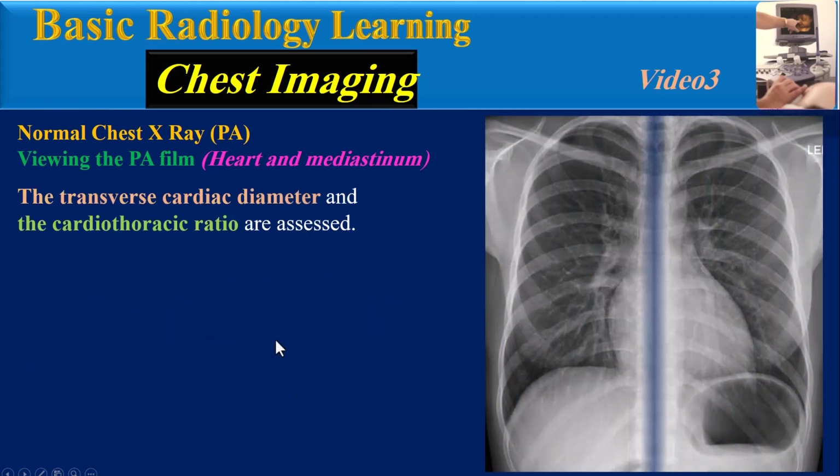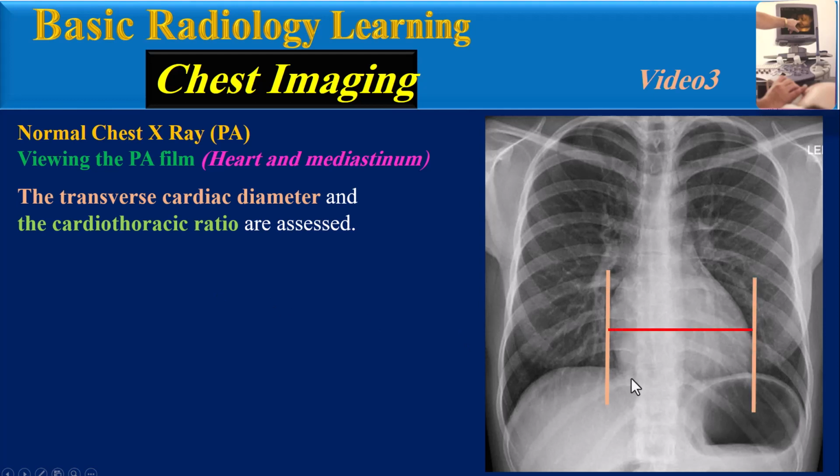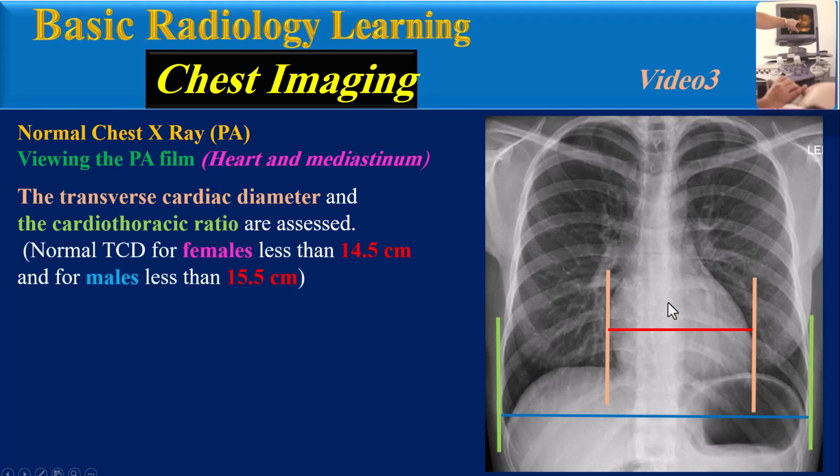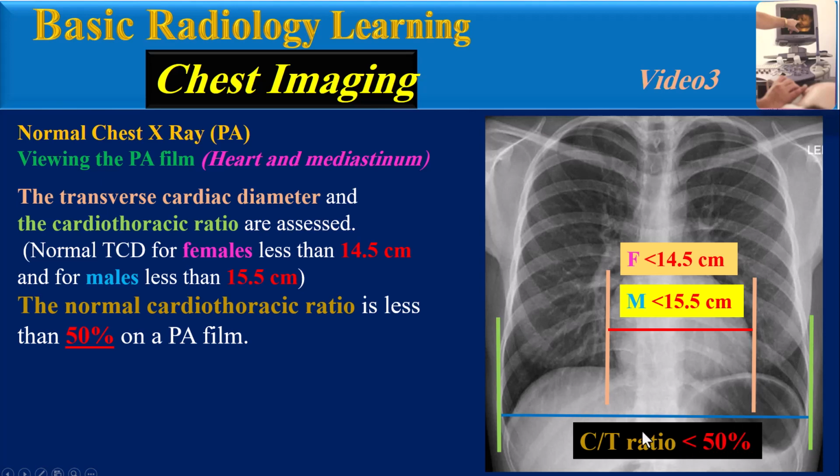The transverse cardiac diameter and cardiothoracic ratio should be assessed. This is the right border of the heart, this is the left border, and this is the transverse cardiac diameter. Here is the right border of the thorax, this is the left border, and this is the transverse thoracic diameter. The normal transverse cardiac diameter for females is less than 14.5 cm and for males less than 15.5 cm. The normal cardiothoracic ratio is less than 50%.